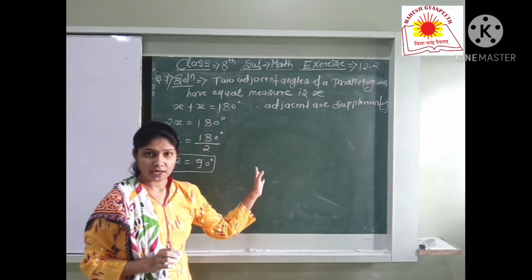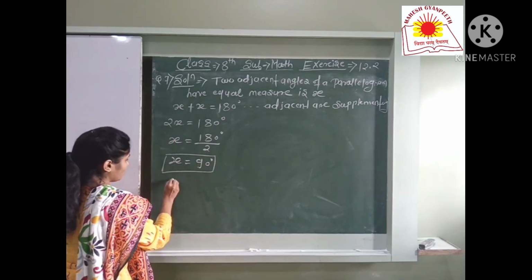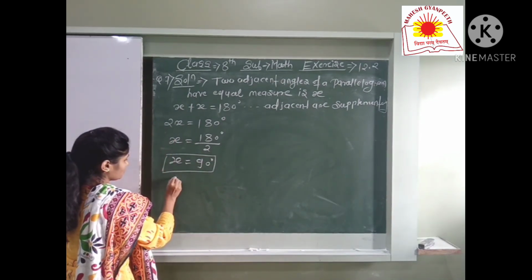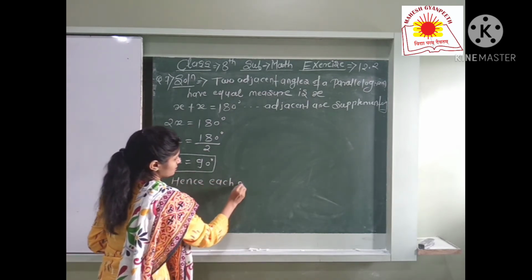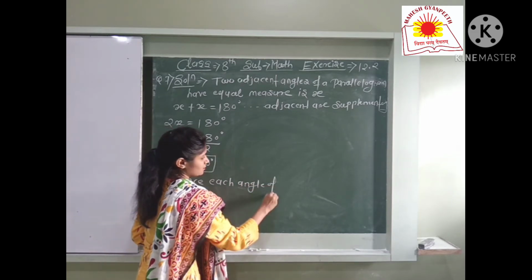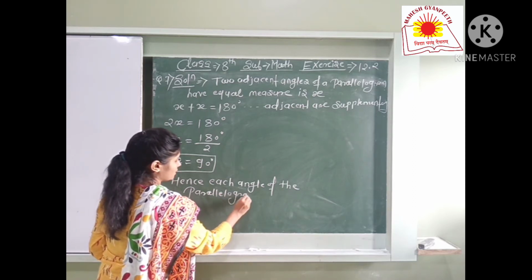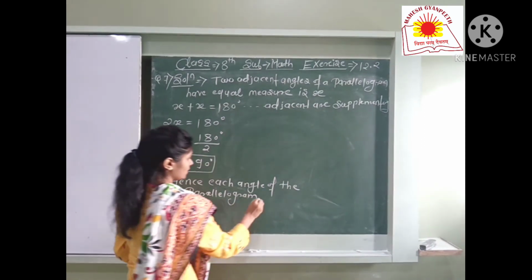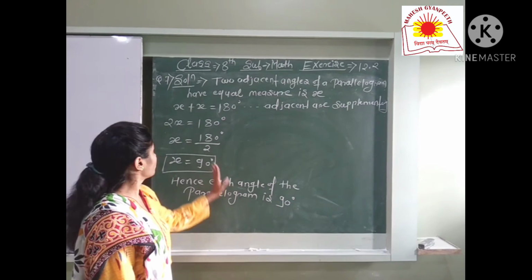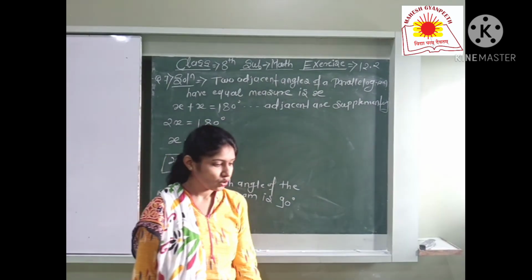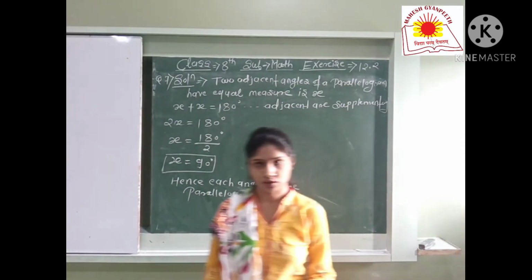So each angle of this given parallelogram is x. So each angle is 90 degrees. So directly we have to mention this: each angle of the parallelogram is 90 degrees. This type of question we have to solve, question number 7. Okay, question number 8 is for homework. Now question number 9. It is also a very easy question.